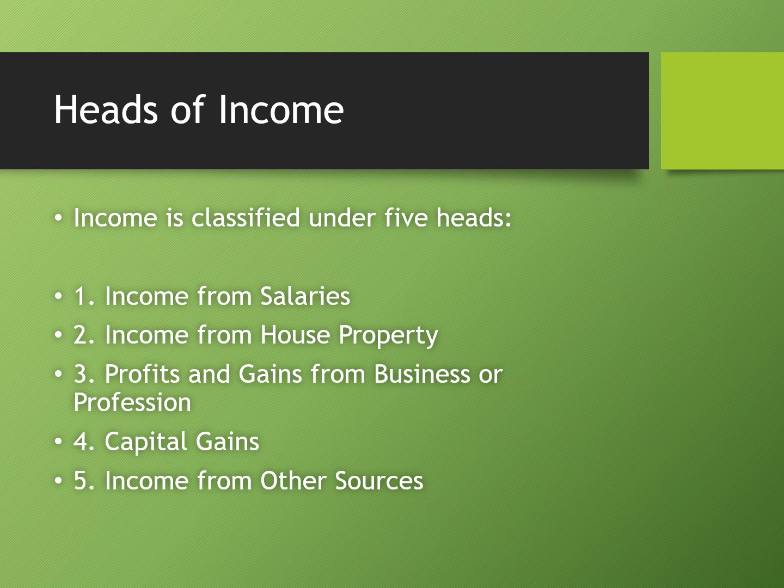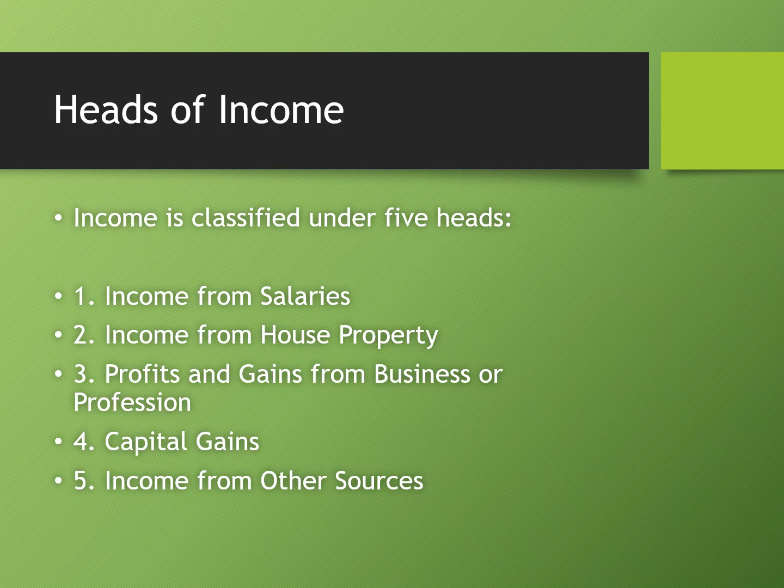So after knowing what is assessee and what is person, now here come the heads of income. In the Income Tax Act in India, the heads have been classified under 5 heads. So first one is income from salaries. Like I am employed in JDSC College, so JDSC College pays me salary. Then second one is income from house property. Suppose a person has 3 to 4 houses and he has given one house on rent to a tenant. Then the income coming from that source is categorized under income from house property.